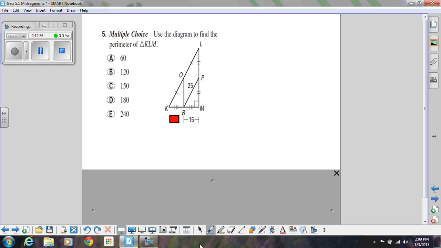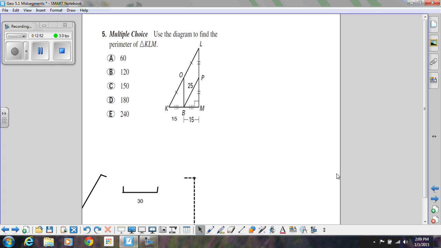Now, they also gave us that all of these are midpoints. O, P, and B are all midpoints. So they have those marked. So because this is 15, then I know that this will also be 15 right here, K to B. So because of that, I'm going to label this whole side right here, KM, is 30, because I'm just going to do 15 plus 15 is 30.